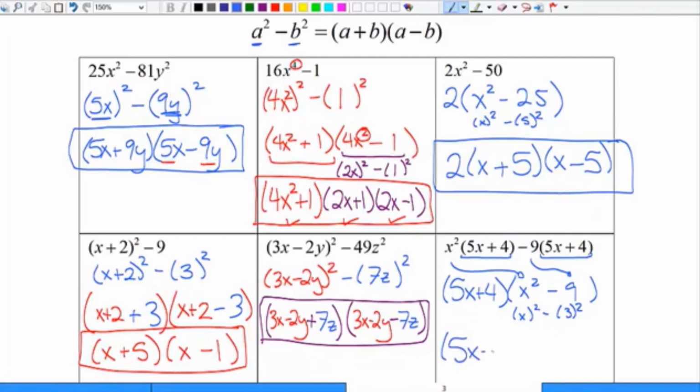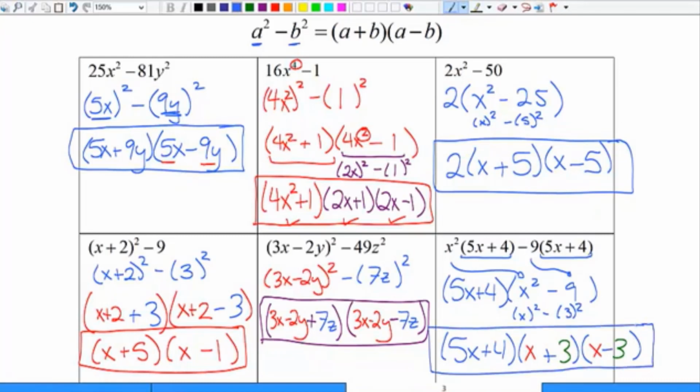So we have 5x plus 4. The second parentheses is going to turn into x in the fronts, and I have 3 in the backs, and then my signs are just one of each. And that's my final factorization.